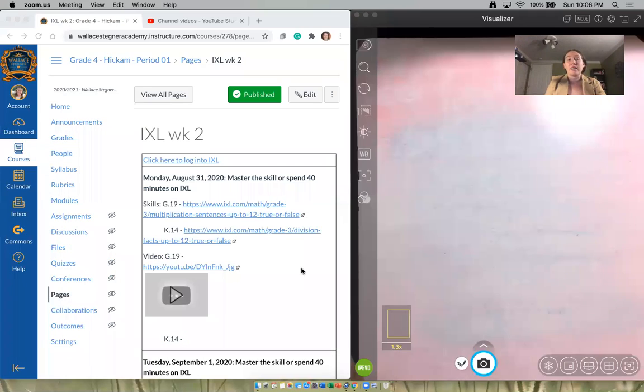I'm in Canvas and under my IXL for the week. And then I come over to the second skill. I've already done K.19. I mastered it, or I have spent enough time that I figure I should probably move on to the next one. I would say it's about 20 minutes because you don't want to spend too much more than half your time. If I were you, I would go through. I know that I have to spend at least 40 minutes or master both skills.